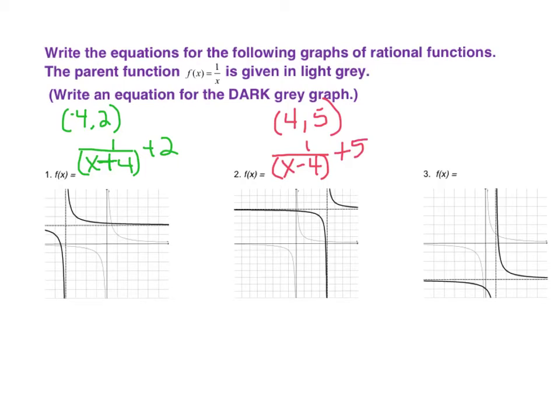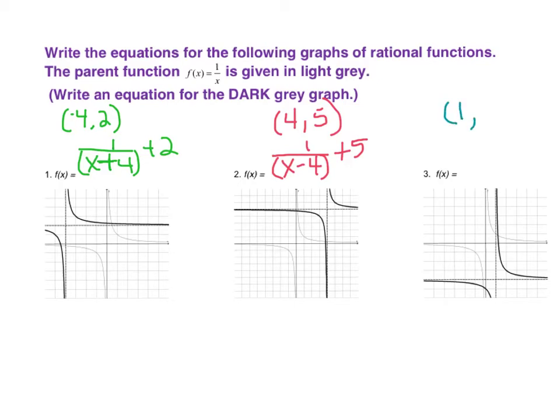Now, why don't you pause the video and you try to come up with the equation for the third graph. Okay, so let's see how you did. I need to find the intersection of my asymptotes, which is down here. And so that means from the 0, 0, I would go to the right 1. So that means my h value is 1.